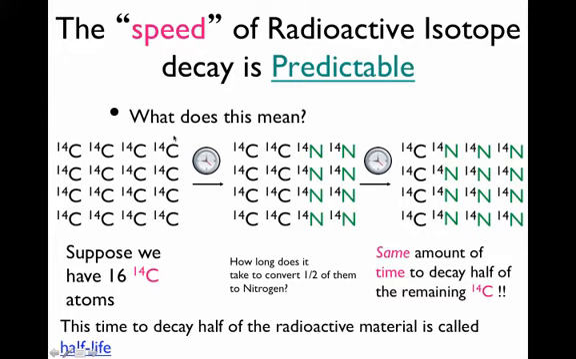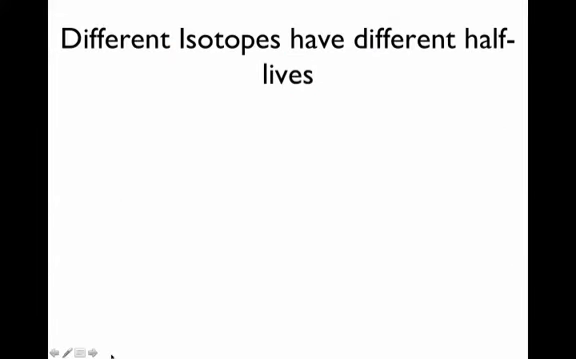So it turns out that carbon-14 does not take an hour for half of it to decay. It takes much longer than that. But the amount of time that it actually takes for half of the carbon-14 to decay into nitrogen-14 is called the half-life. It's kind of covered up here. It's called the half-life of carbon-14. And there is a half-life for every radioactive isotope that has been studied. So one of the punchlines is that different isotopes have different half-lives.